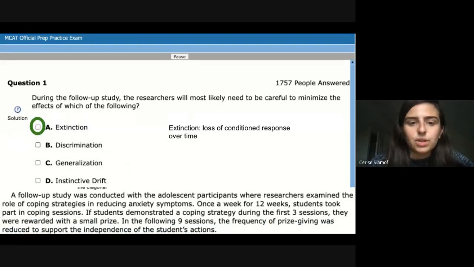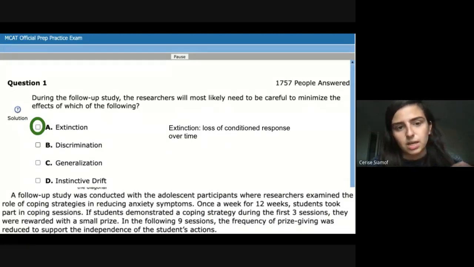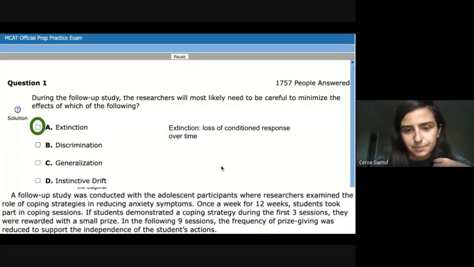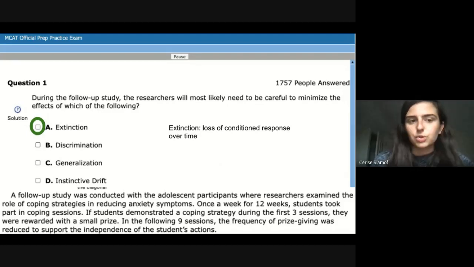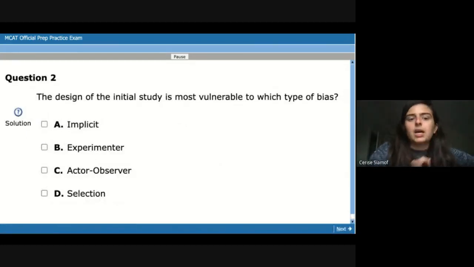And so the effect that needs to be minimized is extinction, because extinction is the loss of a conditioned response over time. So as they reduce the frequency of prize giving, there's a possibility that the conditioned response will be lost with it. So that's the right answer. Does anybody have any questions? Okay, do you want to click again? So the design of the initial study is most vulnerable to which type of bias? And if you want to put answers in.